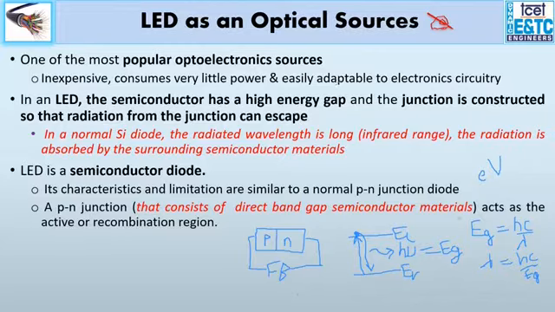Basically, you divide it by the charge of one electron, that is 1.6 into 10 to the power of minus 19. The unit from joules gets converted to eV. h is the Planck constant and c is the velocity of light. And this comes out to be 1.24, right?